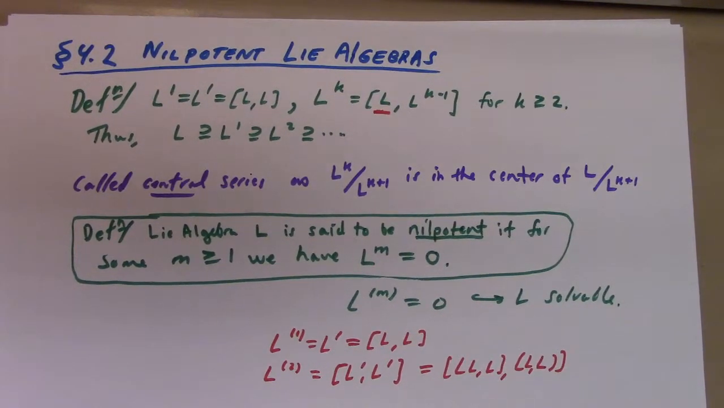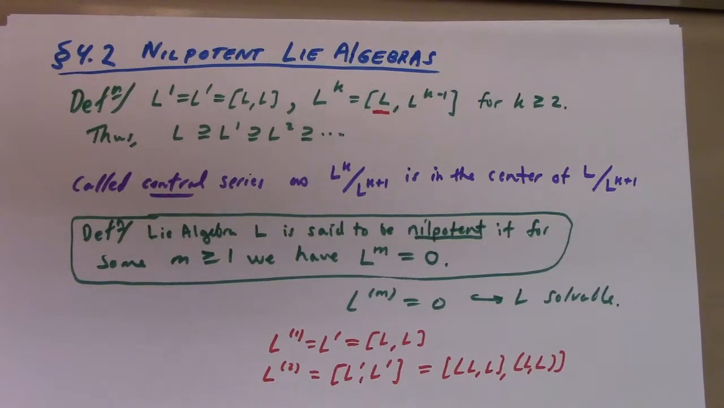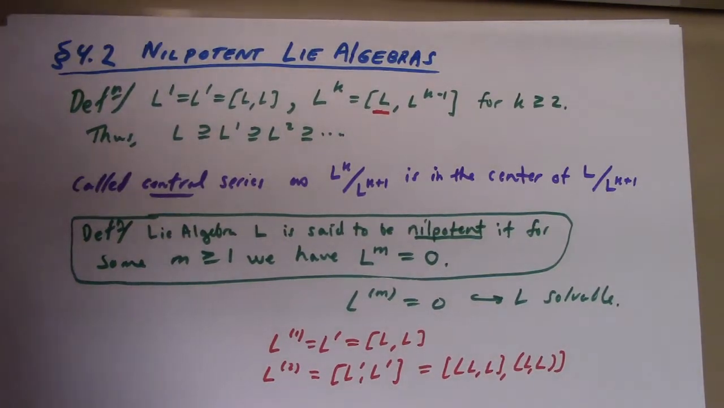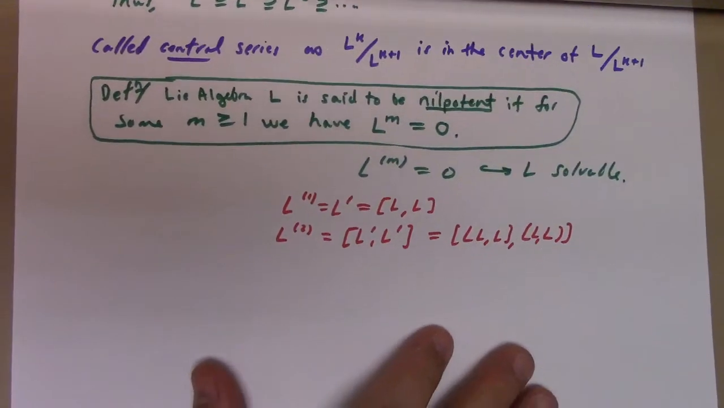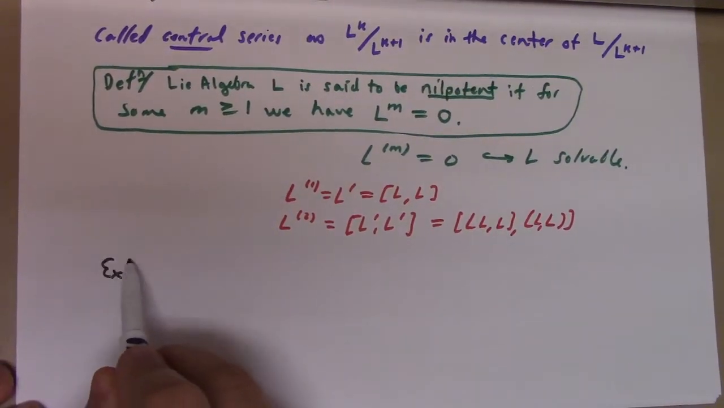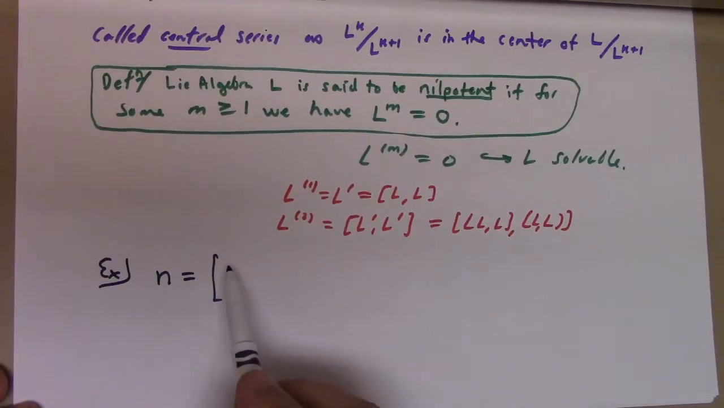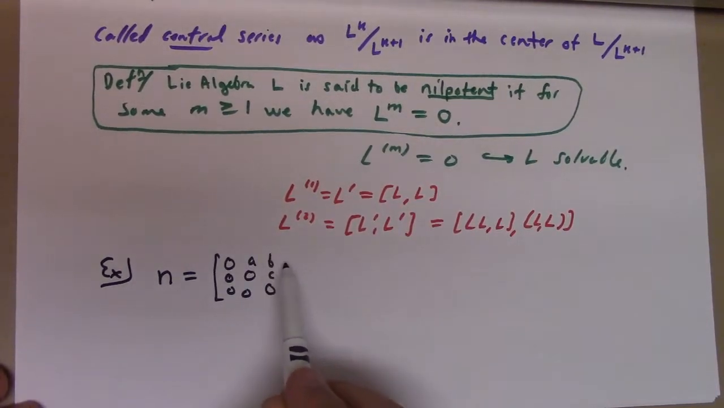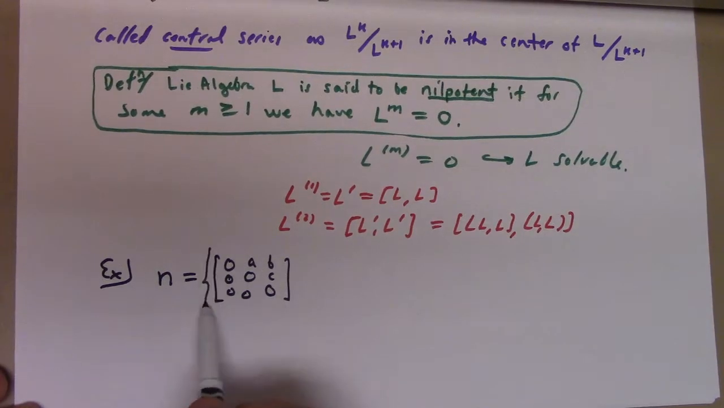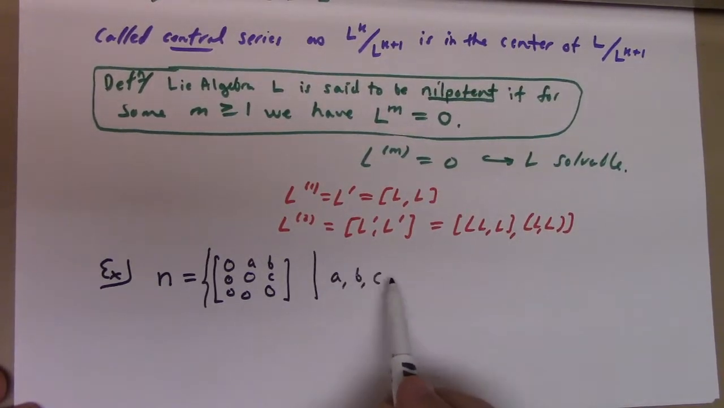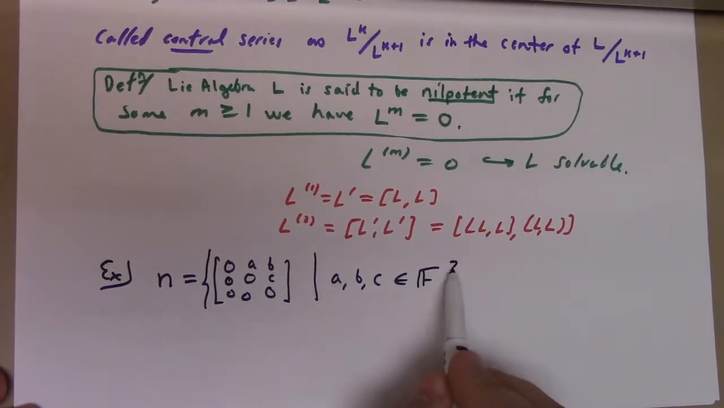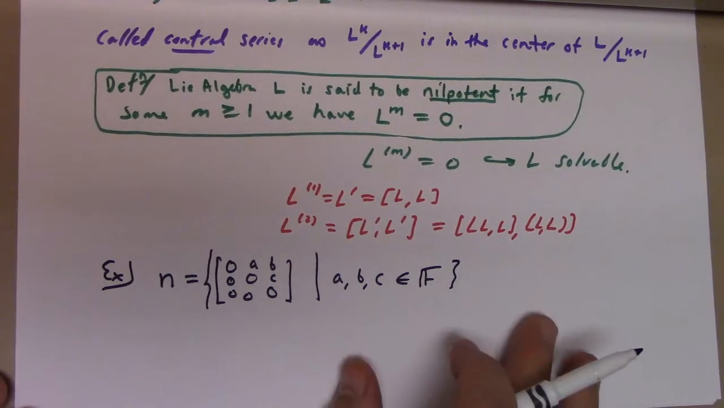So what are examples of nilpotent Lie algebras? The one that we labeled N, strictly upper triangular matrices over a field, is nilpotent. For example, I'll keep it simple and do 3 by 3. You have matrices with zeros on and below the diagonal, and entries A, B, C above it, over some field F.